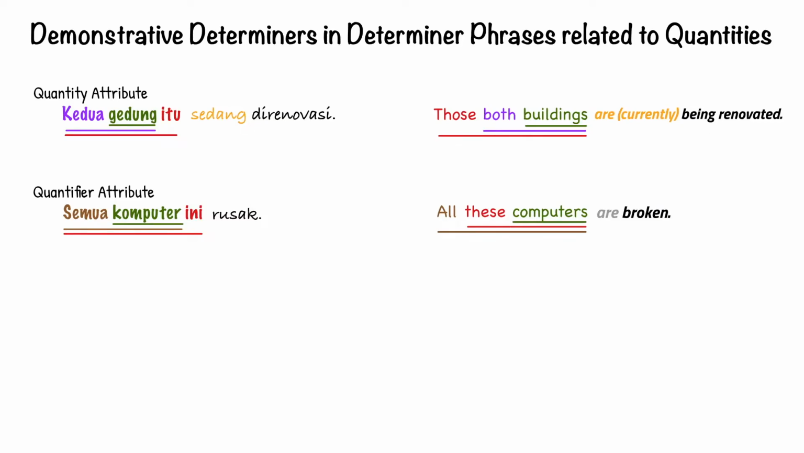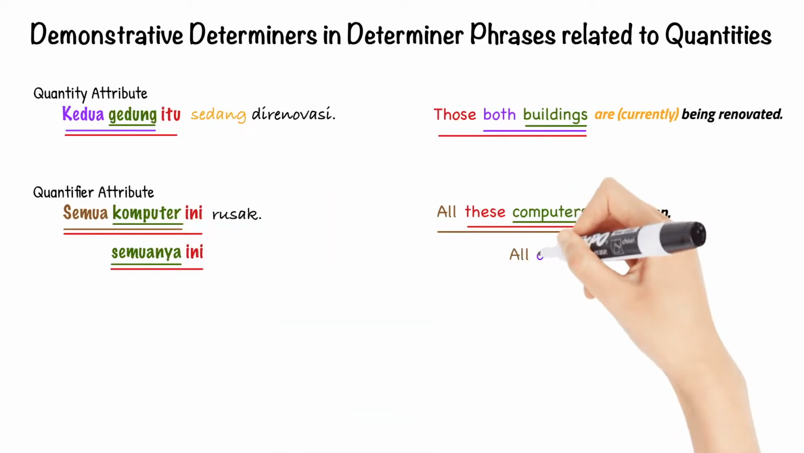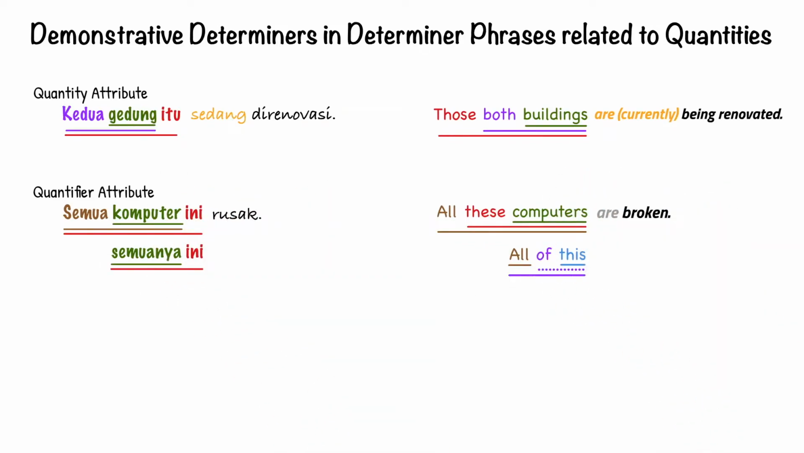Semua actually means all. Semuanya means all, or literally the all, or it's all. So, semuanya ini means this all. So if we say semuanya rusak, it means all is broken or all are broken. And if we say semuanya ini rusak, it means all of this is broken.